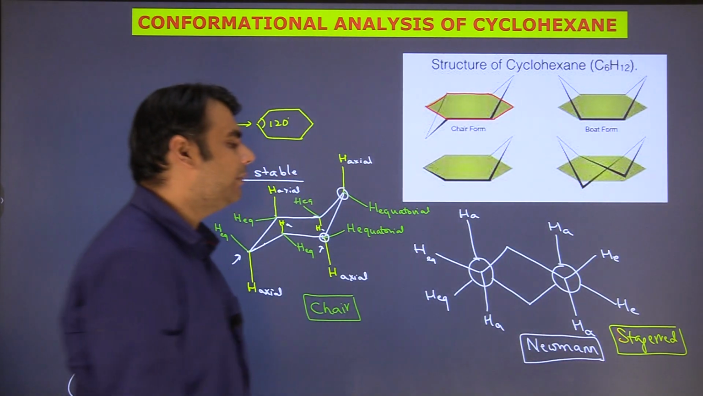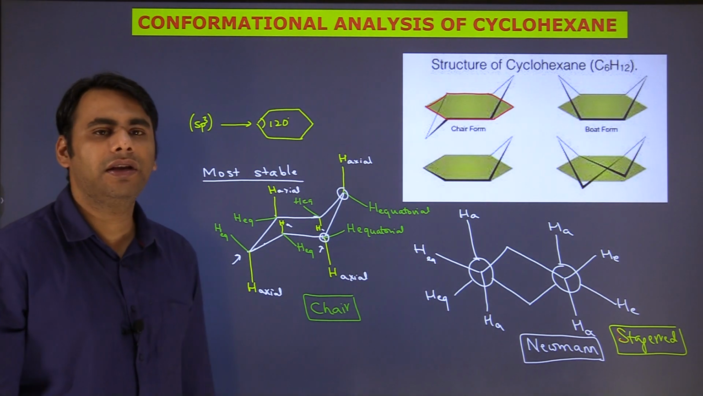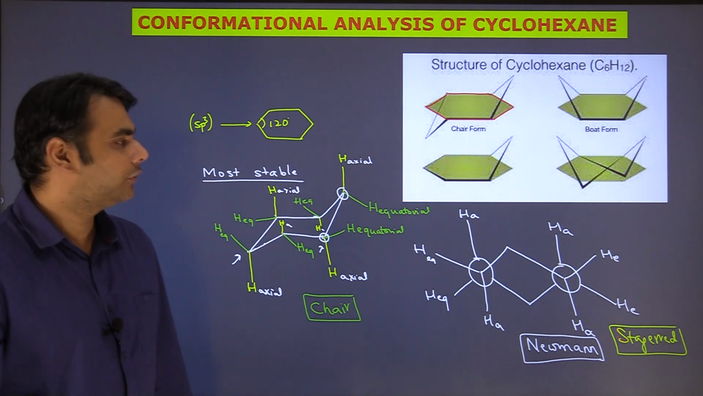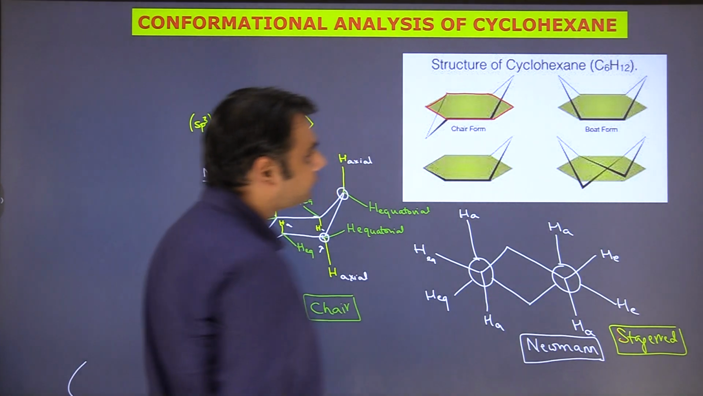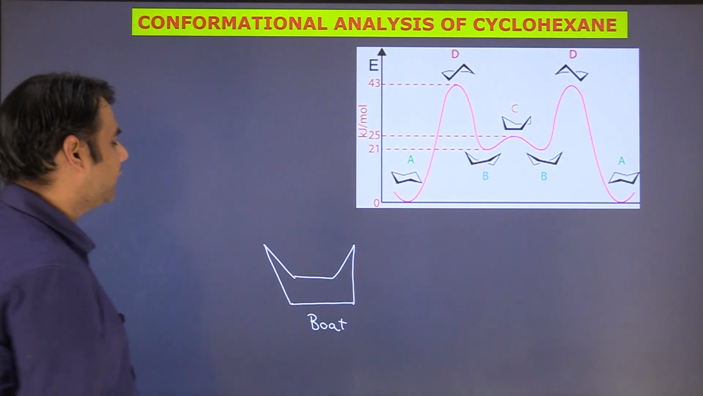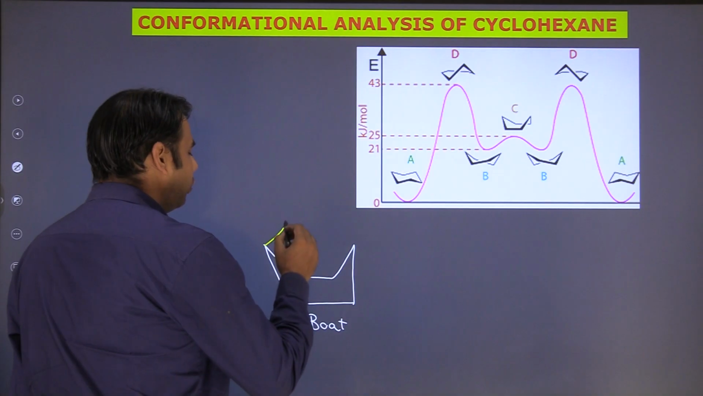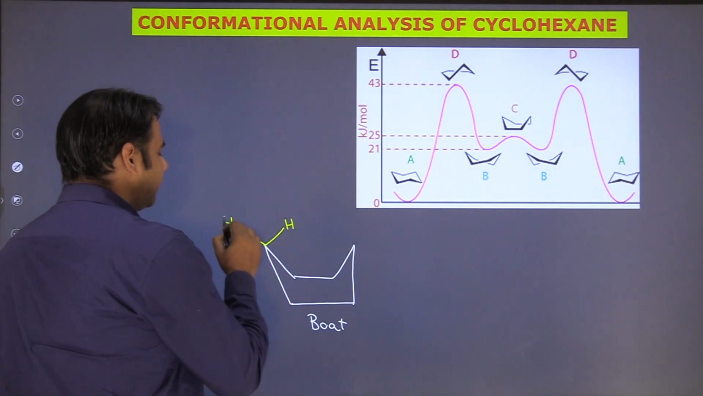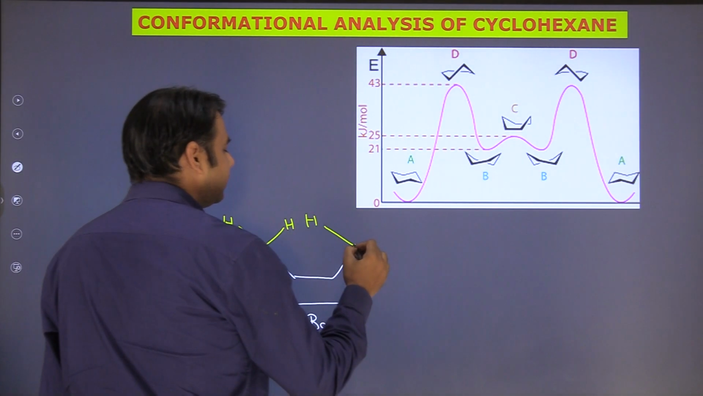Because of it being staggered, this is the most stable form. So I hope you have got this idea. Now if I consider a boat form, the boat form is unstable. There are two main reasons for it.